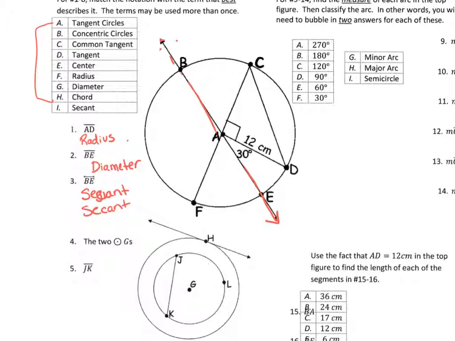And let's take a look at this next one. It says 2 circles G. Okay, so they both have the same center. And it is going to be called concentric circles. 2 circles that share the same center, concentric circles. And then if we take a look at the next one, number 5, it says JK. JK starts and ends on the circle. That is a chord.